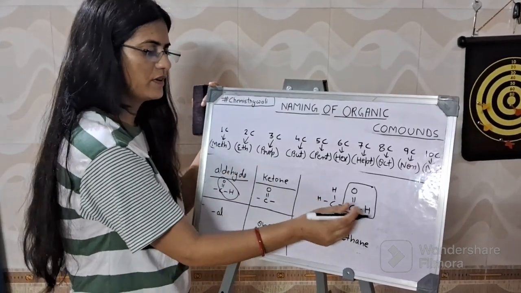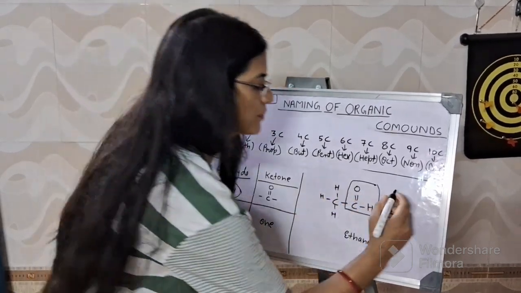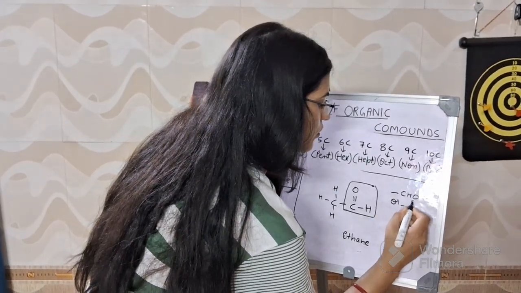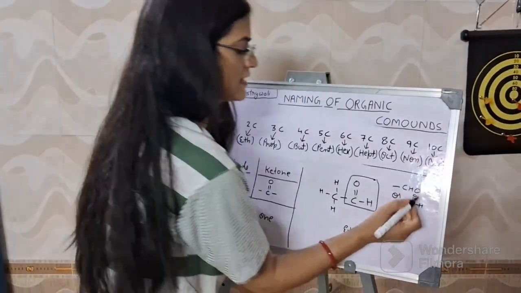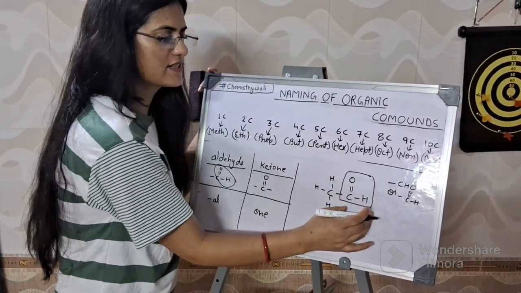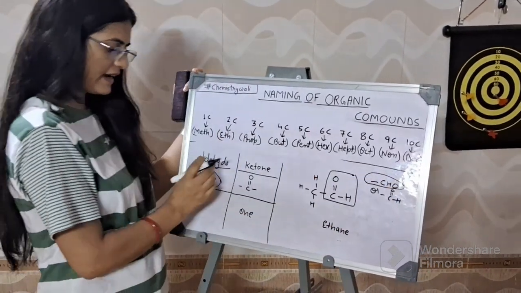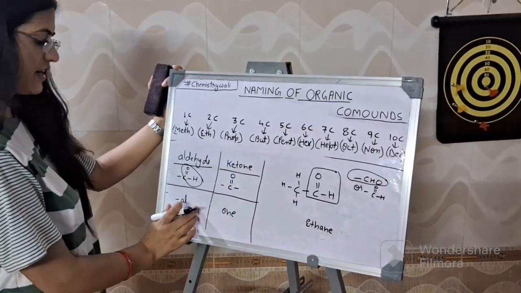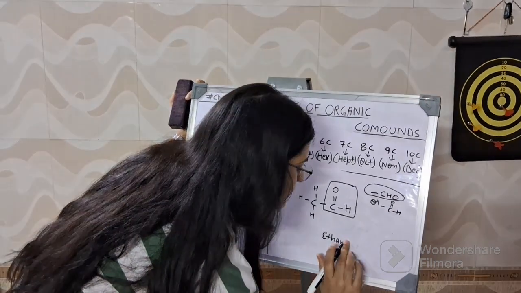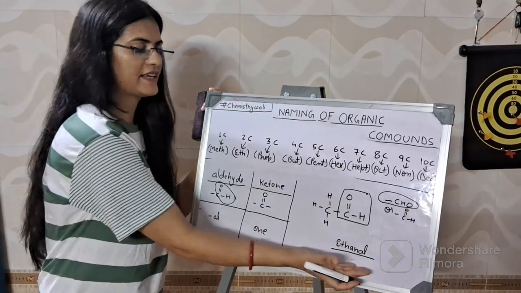now the functional group, COH or CHO. When the functional group is CHO or COH, both are the same. This is how we write it when we draw the electronic structure. Generally we write CHO. Both are the same. Both are aldehyde. So for aldehyde we use the suffix al. So the name of the compound will be ethanal.